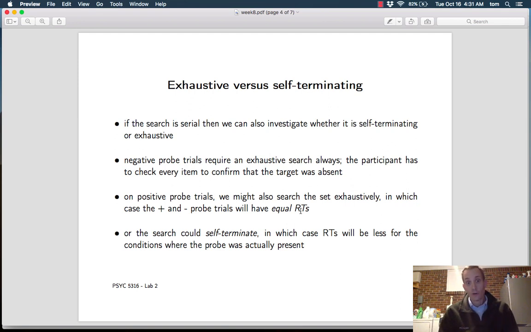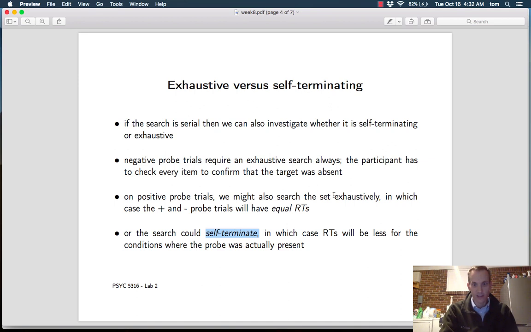But on the positive probe trials, it might be the case, and this would be an efficient thing for us to do, that if we find that probe somewhere in the middle, then we would just stop the search right there. There's no need to go on all the way to the end. Once you have found that the probe is there, just stop. So in that case, that would be called a self-terminating search. Now you might think, this is surely the one that humans do, because that would be the efficient thing to do. That would be the thing that surely we have evolved somehow to do, this efficient procedure.